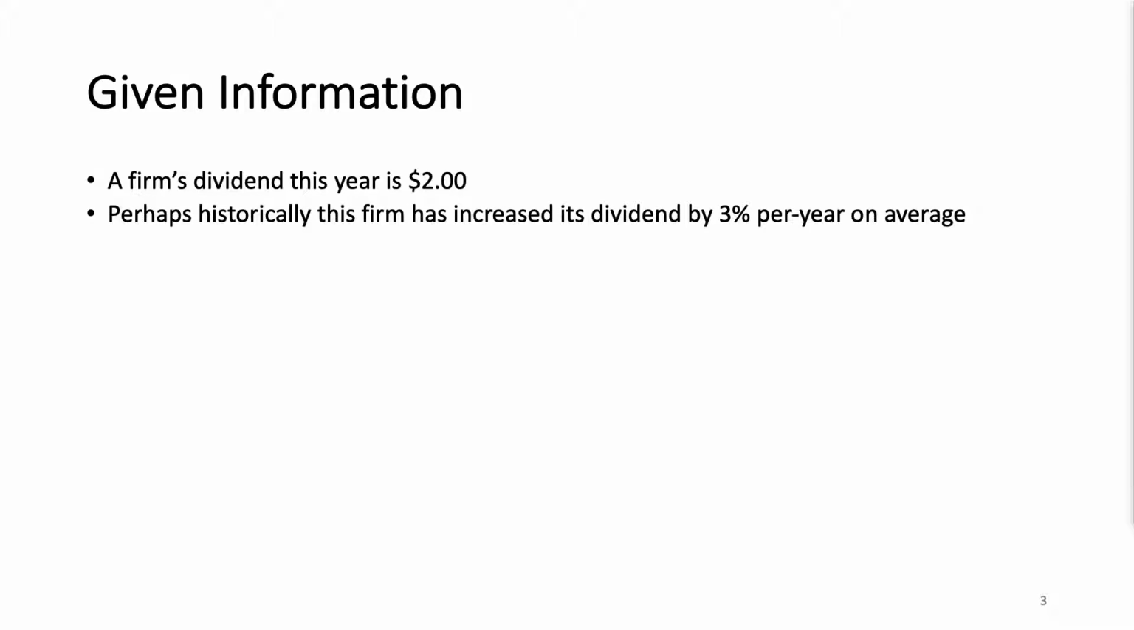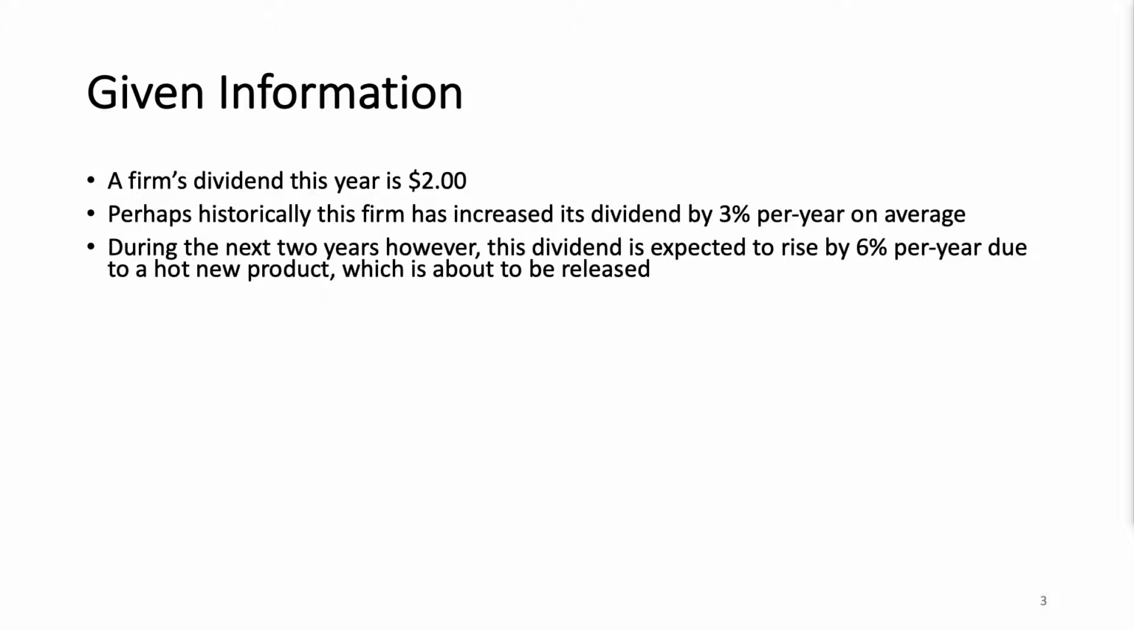So here's the given information for the problem that I have here. A firm's dividend this year is $2. Perhaps historically, this firm has increased its dividend by 3% per year on average. We might get like 50 years of past data if the company's been around that long. And on average, its dividend has bumped up by about 3% per year, giving stockholders the sense of a raise.